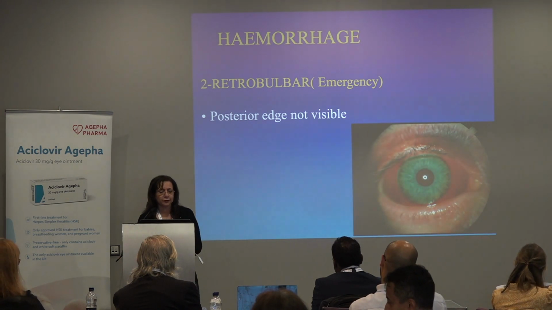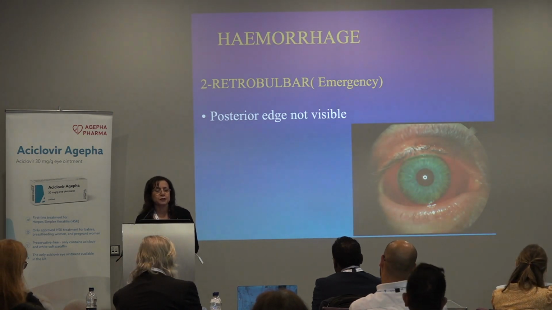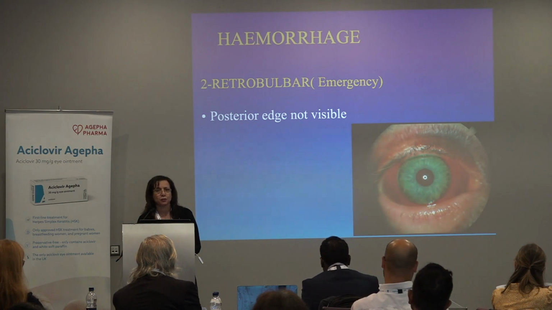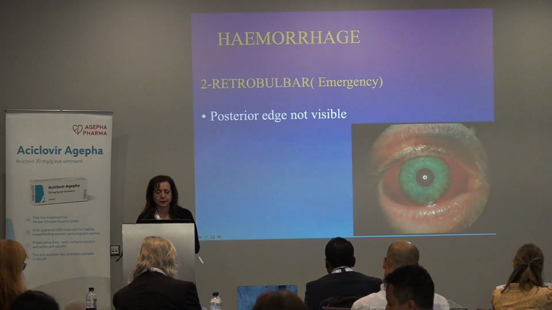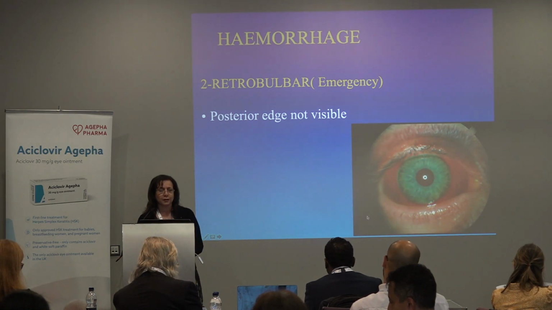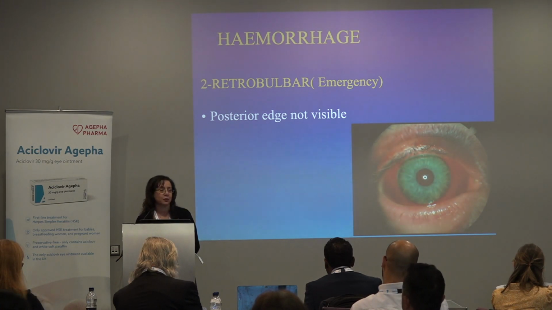Now, it's very different than retrobulbar hemorrhage, which is one of the absolute emergencies in ophthalmology. There are 2 absolute emergencies, and retrobulbar hemorrhage is one of them. So in these patients, you cannot see the edge of the hemorrhage under the conjunctiva. You cannot see the posterior edge of it. And this patient is not going to present to you by waking up from sleep and looking like that.